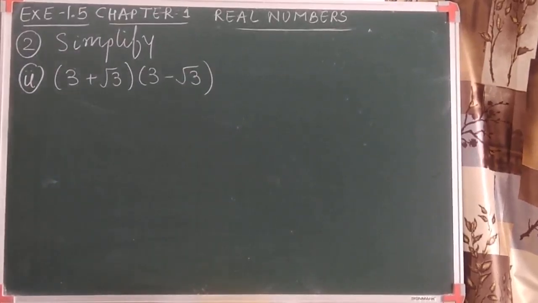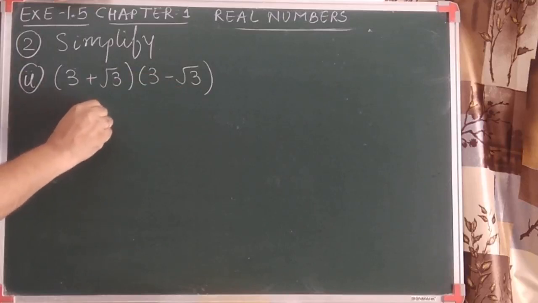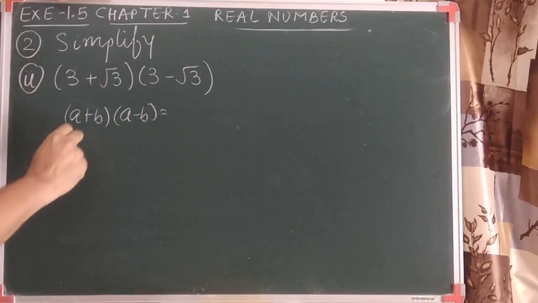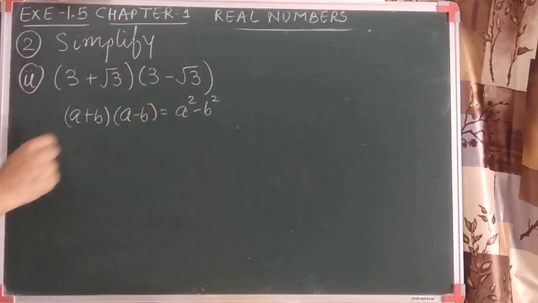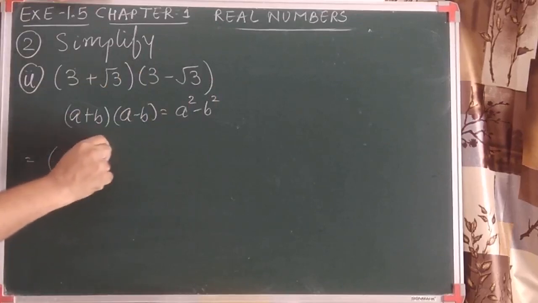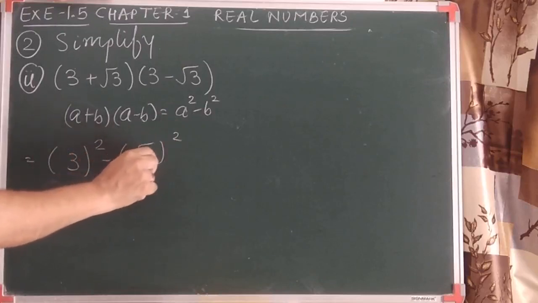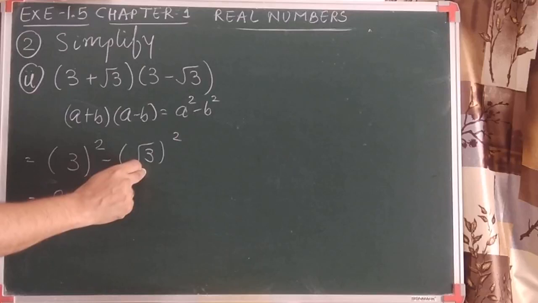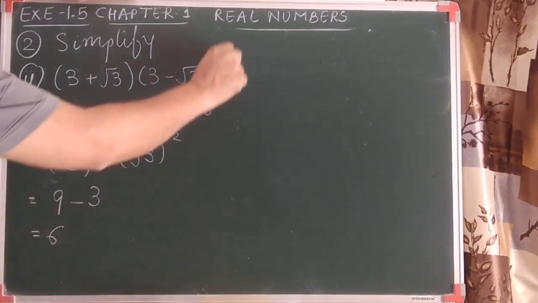Here it is 3 plus root 3 and 3 minus root 3. Rational, irrational, rational, irrational. If you observe this, they are in the form of a plus b, a minus b, which we have discussed in the 8th standard. So the answer is a square minus b square. So if I use the same formula for this, the square of the first term minus the square of the second. As it is 3, this is root 3. The square of 3, that is 9. Square of root 3 is 3 itself. So the answer is 6. Let's see one more question.